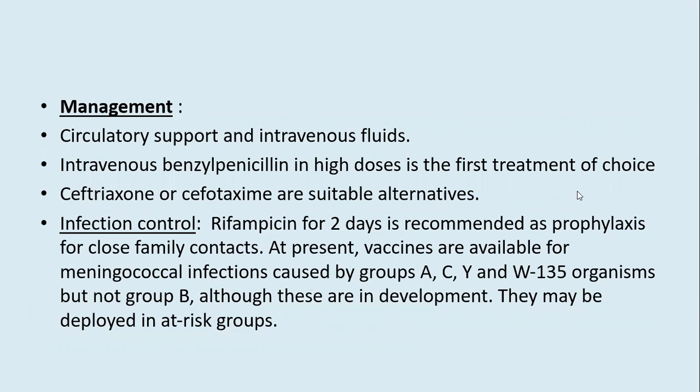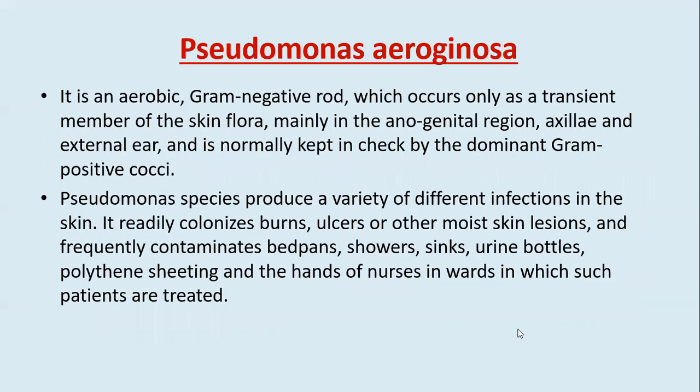Management. Circulatory support and intravenous fluid. Intravenous benzyl penicillin in high doses. Alternatively, ceftriaxone and cefotaxime. Infection control by rifampicin for 2 days is recommended as prophylaxis for all family contacts. At present, vaccines are available for meningococcal infection caused by groups A, C, Y, and W135, and not for group B. They may be deployed in high-risk groups.